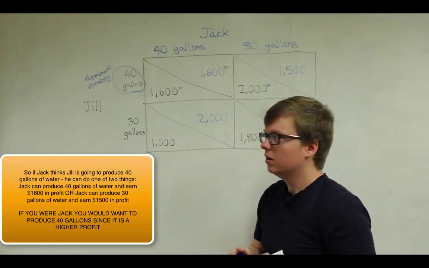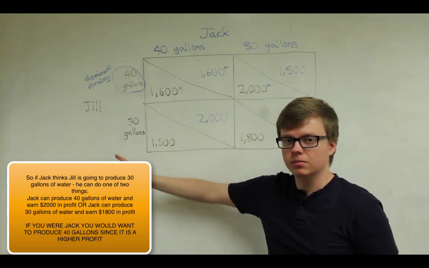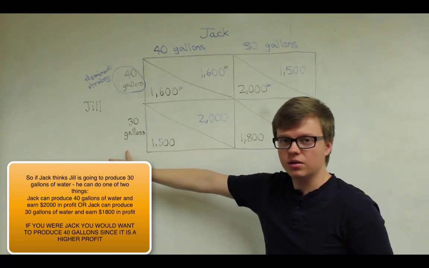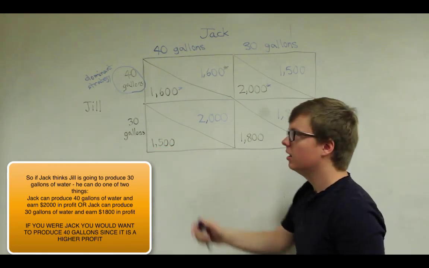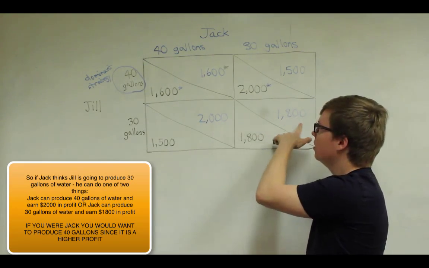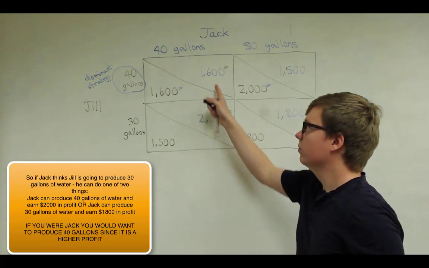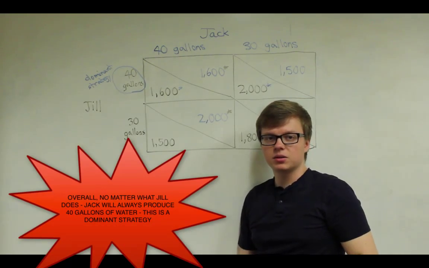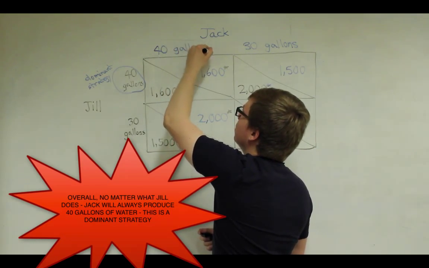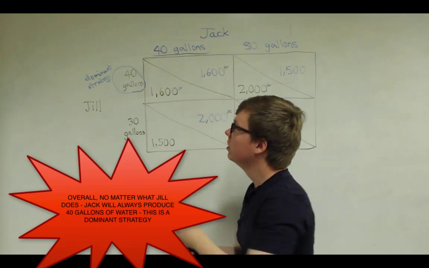And now, what if instead Jill wants to sell 30 gallons? If Jack's reasonable and knows all this information, he would probably assume that Jill won't do this. But either way, if Jill decides to sell 30 gallons, it's still better for Jack to sell 40. As you can see, he gets $2,000 if he sells 40 versus $1,800 if he sells 30. So again, we see that it's always a best response for Jack to sell 40 gallons. That's why we say that 40 gallons is a dominant strategy for Jack.